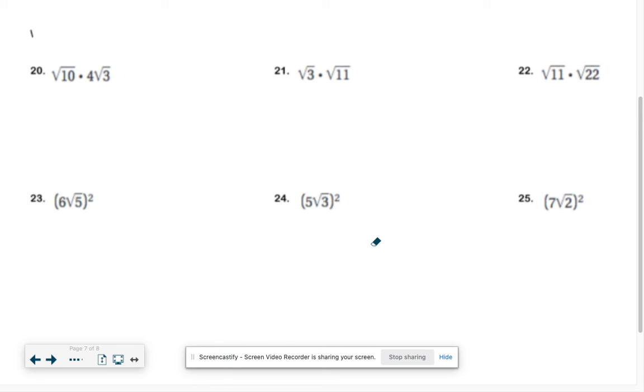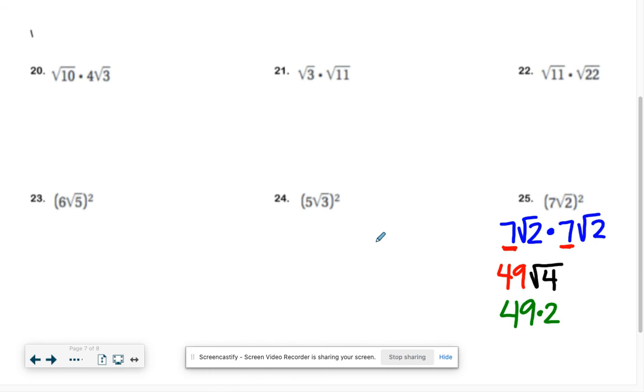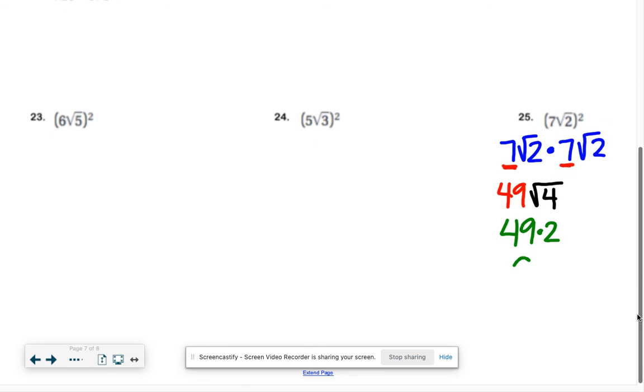Okay, so remember on 25, you're going to write it twice. So 7 root 2 times 7 root 2. Now do you guys remember, what do we take times each other? The numbers on the outside, 7 times 7 is 49. The numbers on the inside go together, so what's 2 times 2? 4. Now what's the square root of 4? 2. So 49 times 2. Hayden said it's 98.